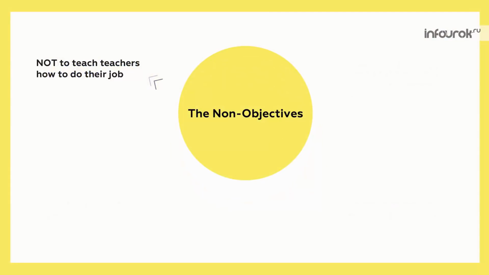Now we come to the non-objectives of this webinar. First of all, I'm not trying to teach teachers how to do their job. I'm sure you are all very experienced and highly qualified and are satisfied with the way you are teaching. Secondly, I am not trying to provide a detailed analysis of English grammar. As I said, I'm trying to present a model which will make certain aspects of grammar, which I think are fundamental, look more simple, both for you and for your students.